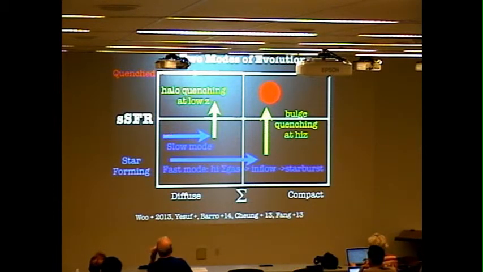So it's taking you more time to use up all of the gas for star formation. During this time, the halo mass is growing more and more, and your bulge and your quenching is actually a hot halo mode quenching.